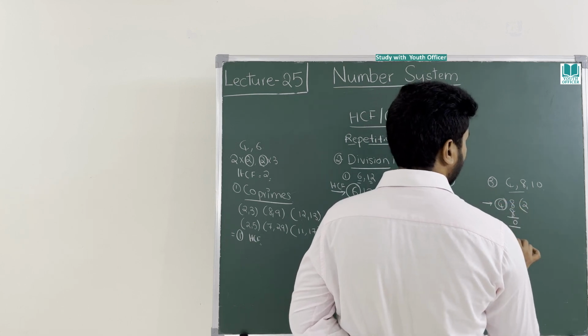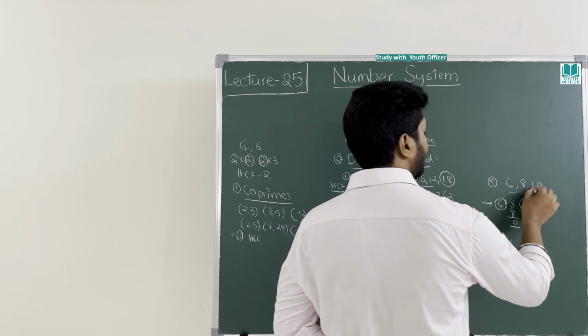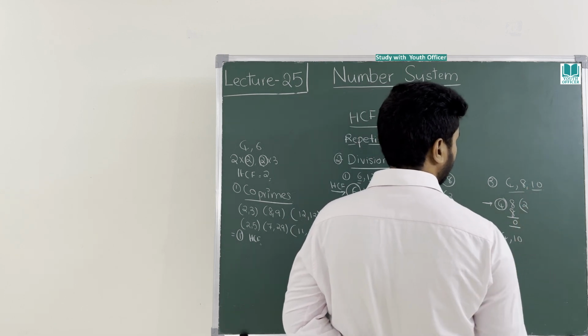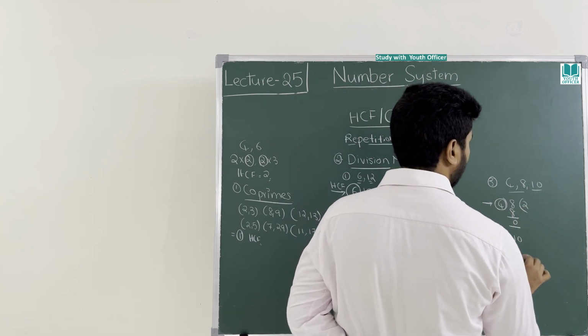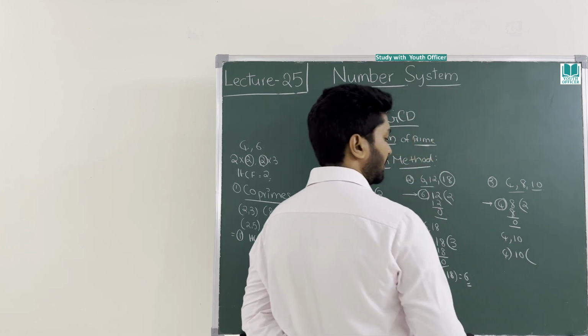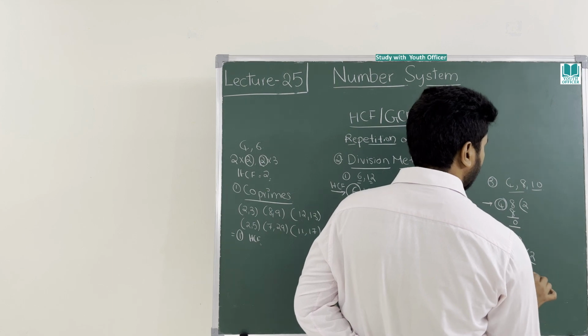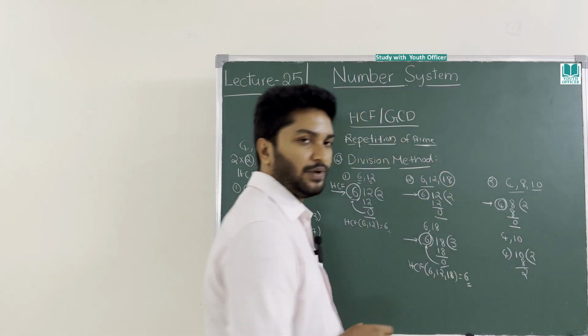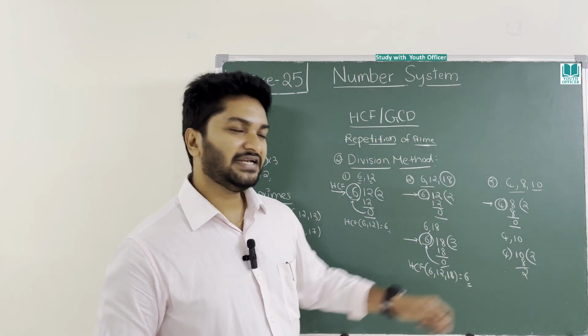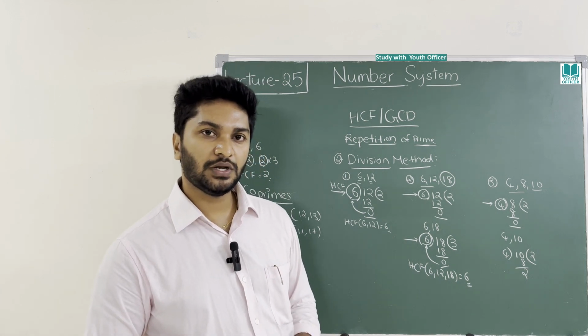Now you have to take that HCF answer 4 and calculate with 10, whatever is remaining. 4 will be here, 10 will be here. How many times? 2 times 4 is 8, and 2 is the remainder. But how much remainder do we need? 0. But did we get 0 there? No.